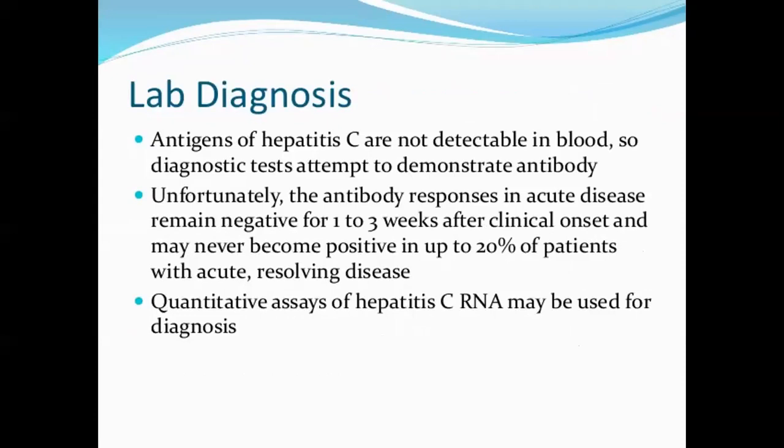For the lab diagnosis of hepatitis C, the antigens of hepatitis C are not detectable in the blood, so diagnostic tests attempt to demonstrate antibody. The antibody response in acute disease remains negative for 1 to 3 weeks after clinical onset and may never become positive in up to 20% of patients with acute resolving disease.